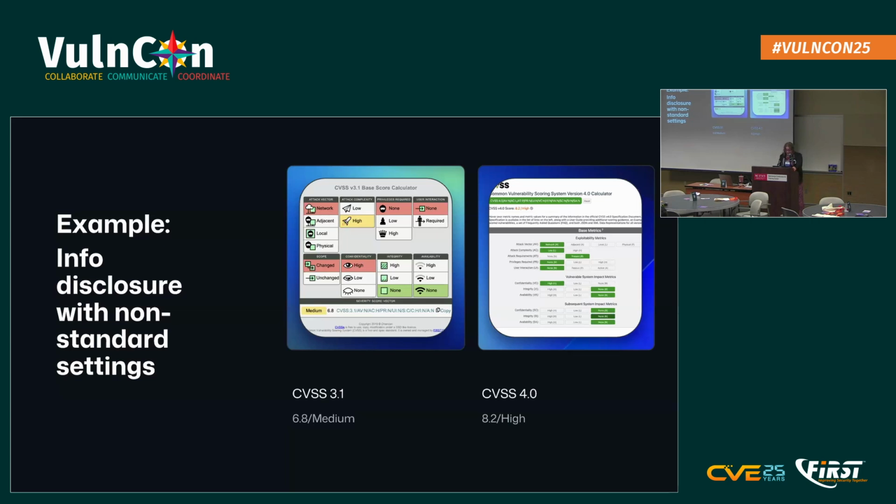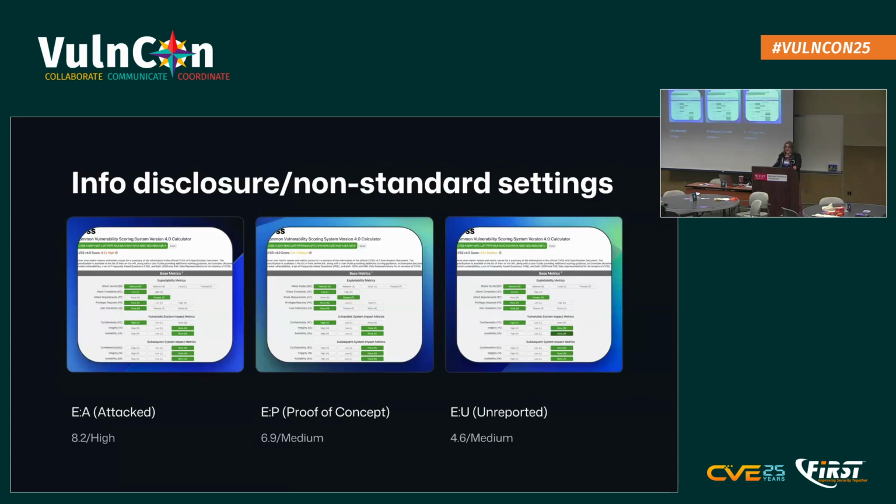However, once again, if there's no proof that this vulnerability with non-standard settings involved has been exploited in the wild, you can get it down much closer to what someone would expect using proof of concept or unreported. If you use proof of concept, that gets it all the way down to 6.9. So it's a high medium. It's a shade below high, but it's still what most people would be expecting to see, or a more medium 4.6 if that's an unreported vulnerability.